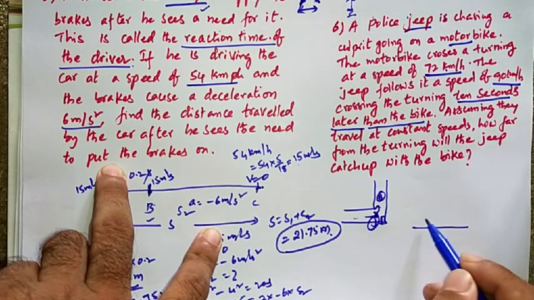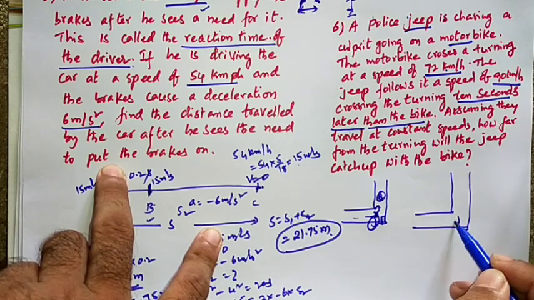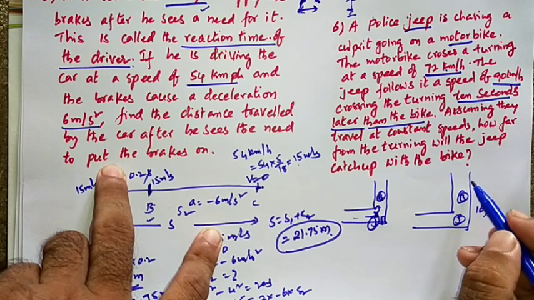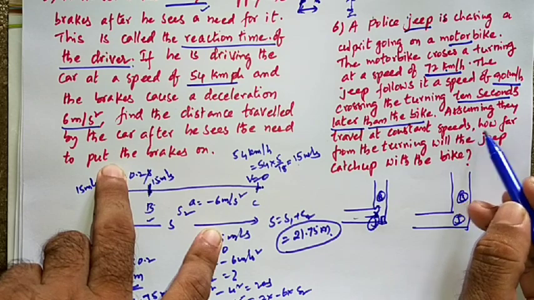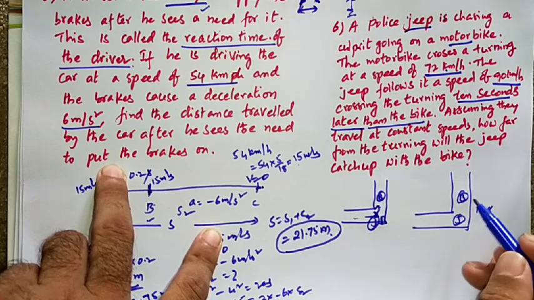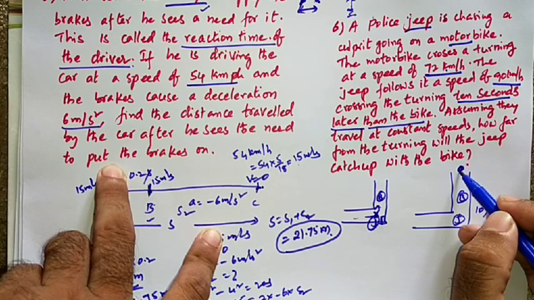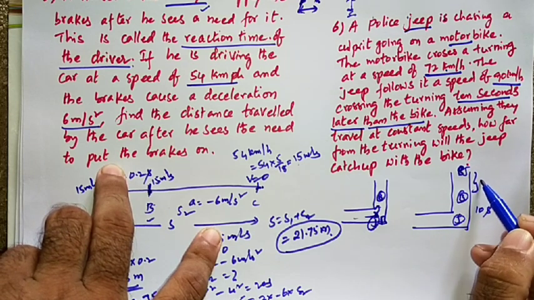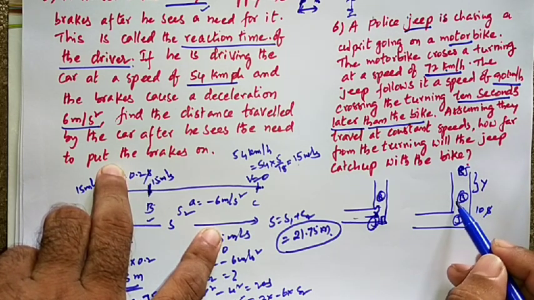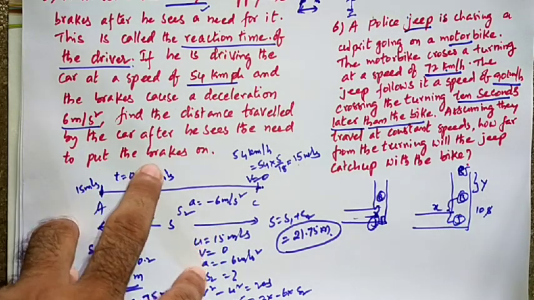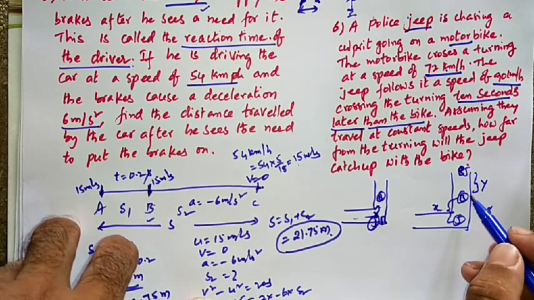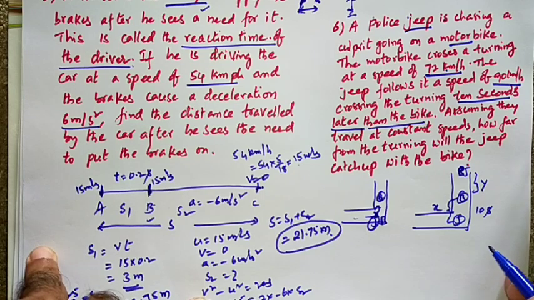Very good. That means the jeep is here now. Here is the bike. What is the time gap between them? 10 seconds. Now assuming that they travel at a constant speed, how far from the turning will the jeep catch up the bike? Let us take this point where both will catch up, bike and jeep. This point is at a distance of y from the bike and x from the jeep. Then the total distance traveled by the jeep is how much? x plus y. What is the distance traveled by the bike? y only. Clear everyone?